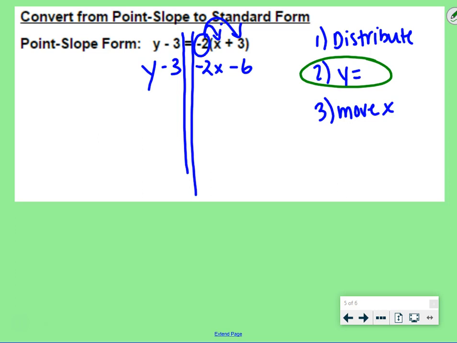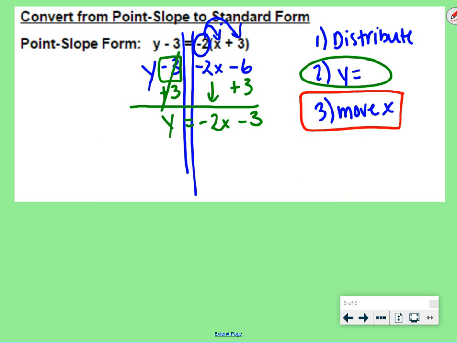So, if we want it to be y equals, we need to get rid of the minus 3 with a plus 3. Now we have y equals negative 2x just comes down. And then minus 6, or negative 6 plus 3 is negative 3. Make sure you're getting those integer operations correct.